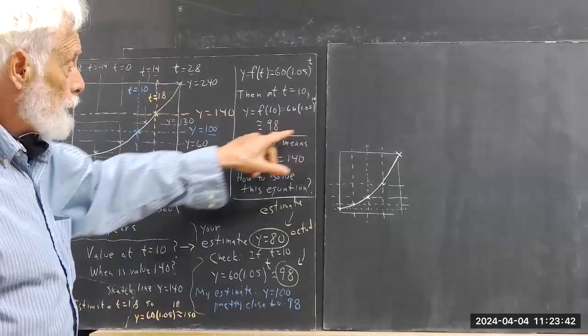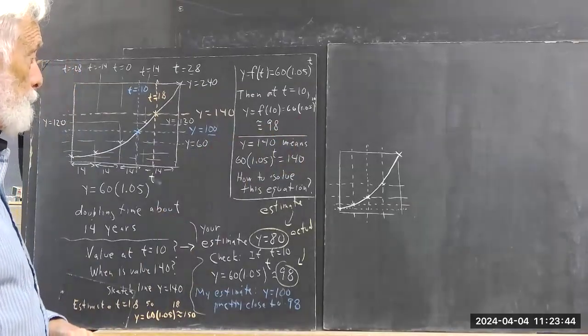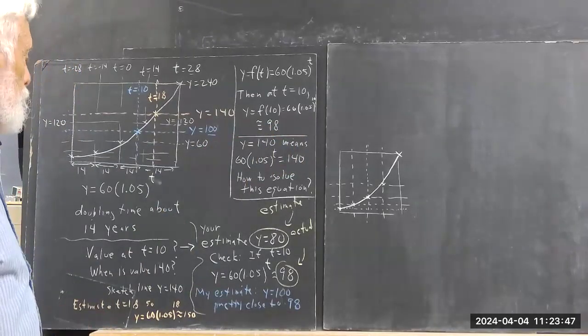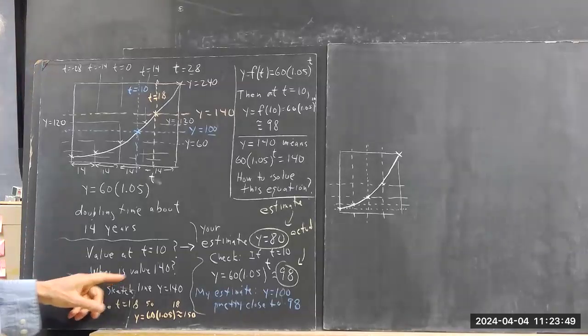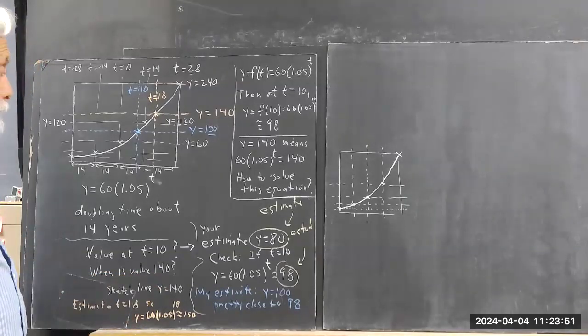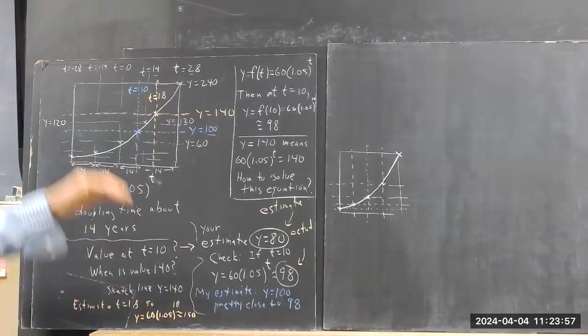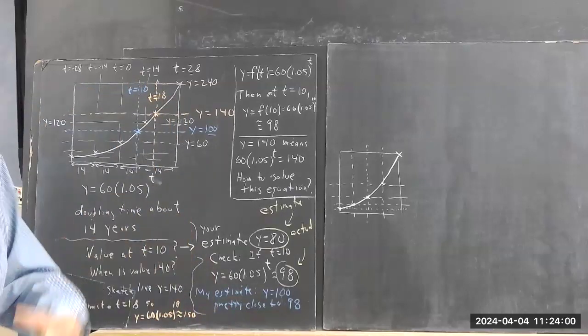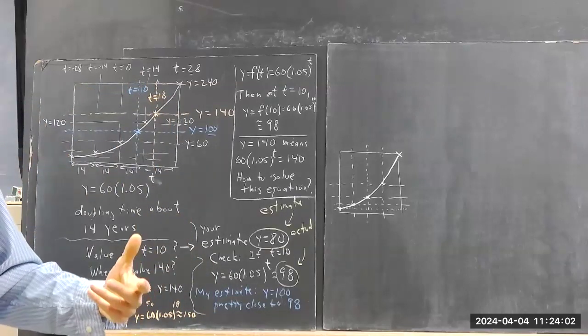And when we plug that into a calculator, we get 98. Okay. Now, the next question was, when is the value 140? Now remember, one of the first things we did in the course was we learned to estimate the value of y given x, and the value of x given y.